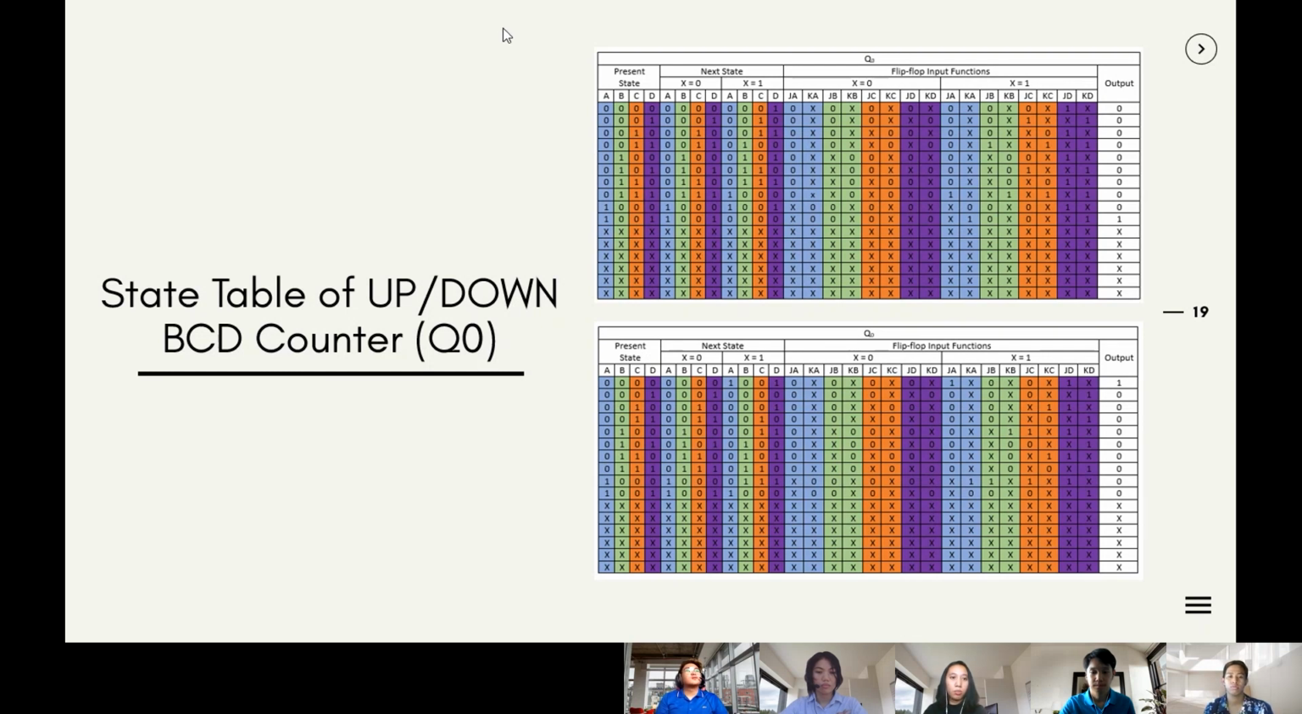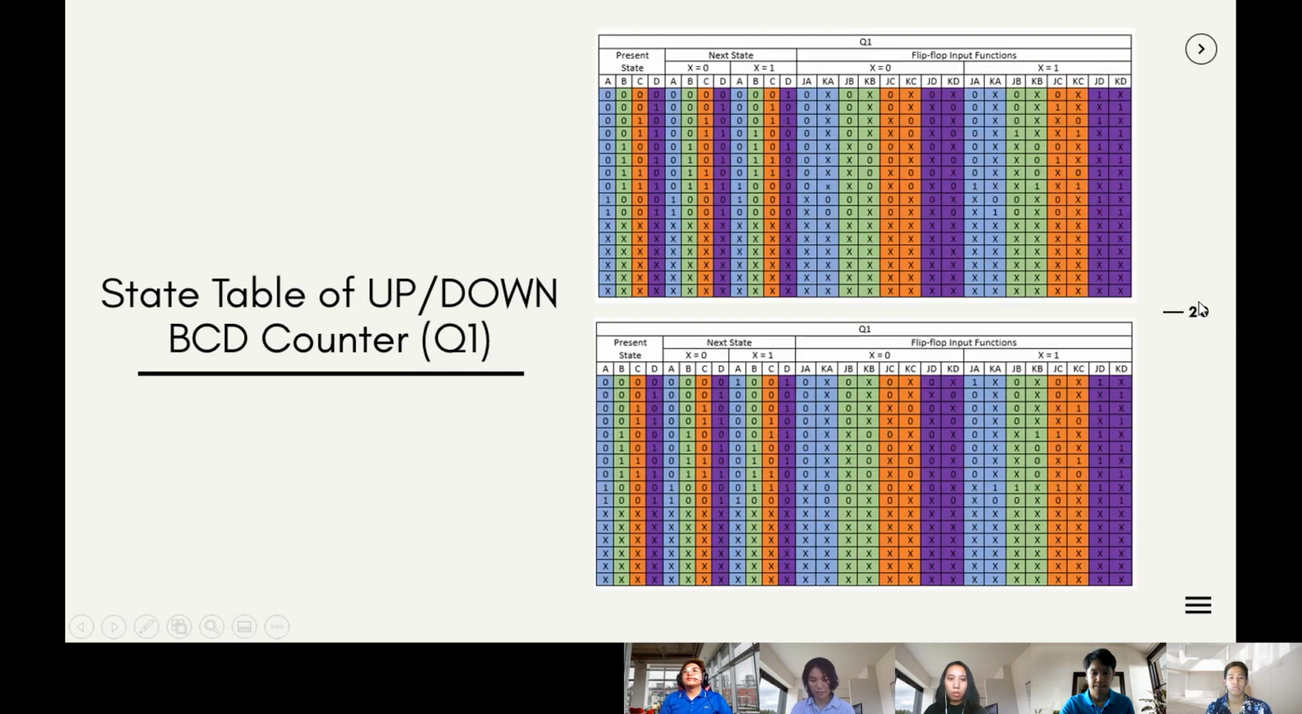Q sub 0 is the least significant bit of the BCD decade counter. When the circuit is in up count control, the output for the present state values 0000 to 1000 is set to low and changes to high when the present state is 1001 in order to enable the count of the next higher significant decade, which is Q sub 1. On the other hand, when it is on down count control, output is set to high when the present state is equal to 0000, since its next state 1001 would reset the counting sequence and consequently enable the down counting of the next higher significant decade Q sub 1. As for the state table of the Q sub 1, it does not have any output since there is no higher significant decade connected next to it.